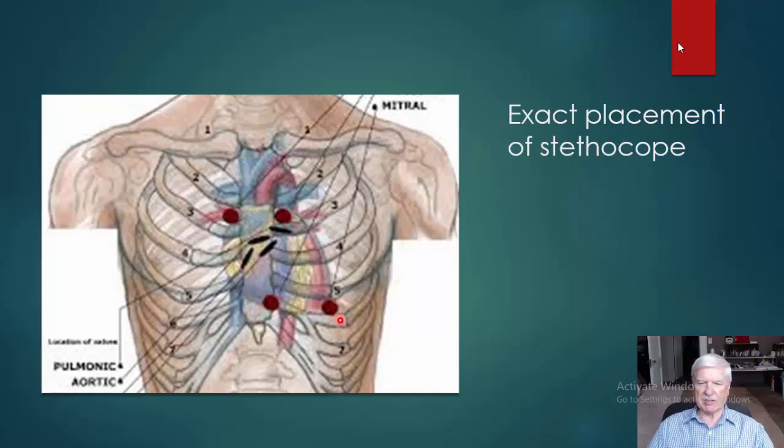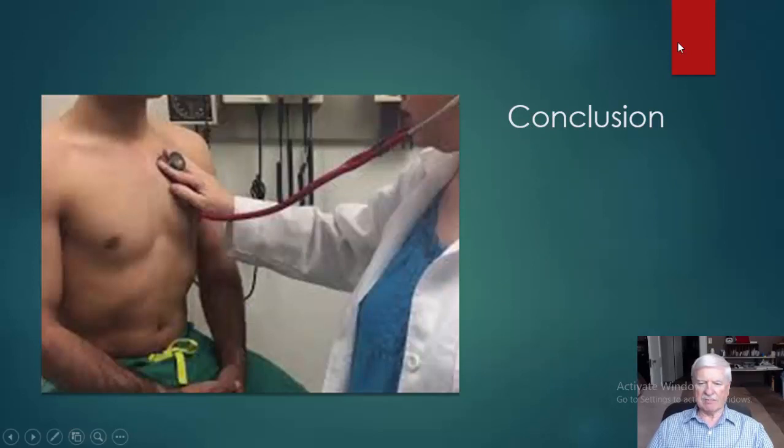So to hear those heart sounds really well, you have to place the stethoscope not in a random position, but in a very exact anatomical location. This is for the aortic, this is for the pulmonary, this is for the tricuspid, this is for the mitral or bicuspid. And now we come to the conclusion.